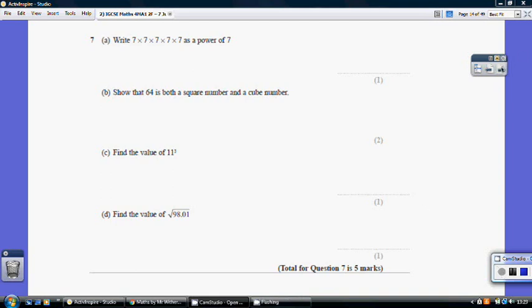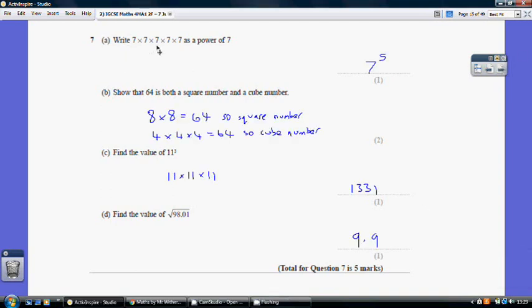Question 7. So write 7 times 7 times 7 times 7 times 7 down as a power of 7. Well, there are 5 7s here, so that's 7 to the power of 5. Part B, we've got to show that 64 is both a square number and a cube number. Well, 8 times 8 is 64, so that's showing that 64 is a square number. Also, 4 times 4 times 4 is 64, and that's showing that 64 is also a cube number.